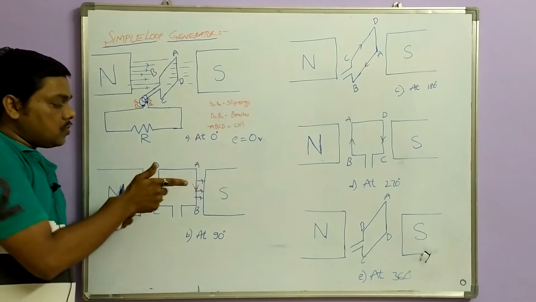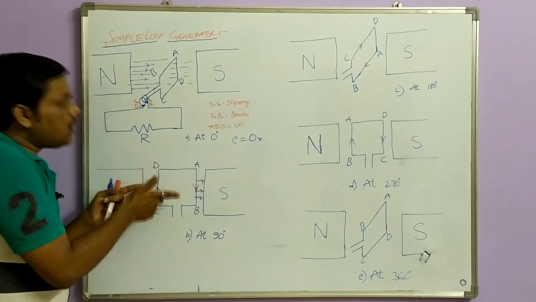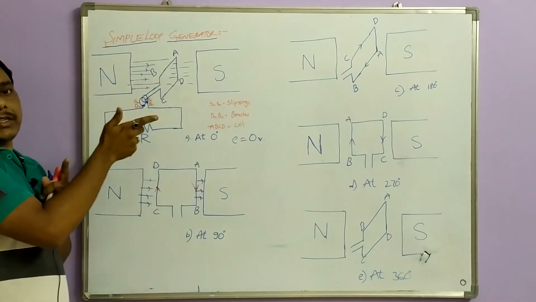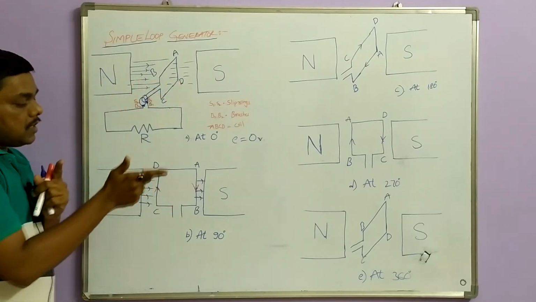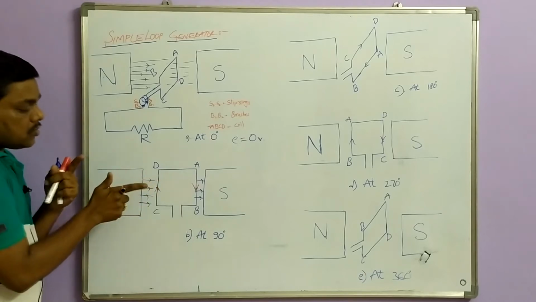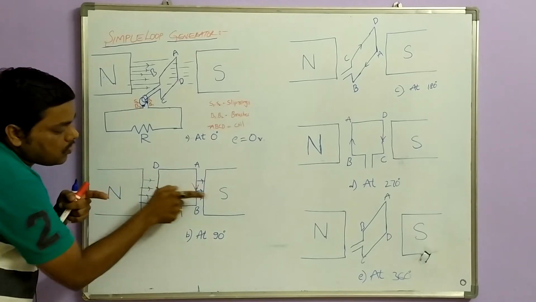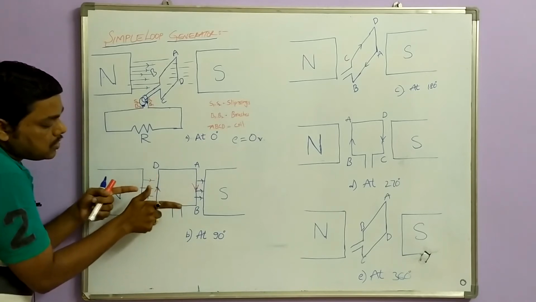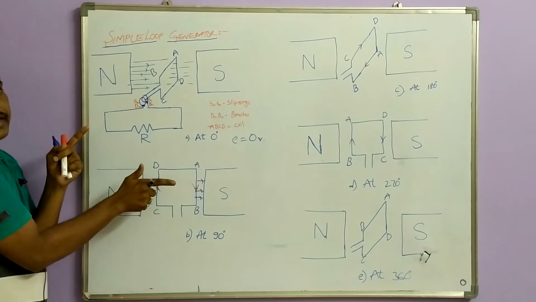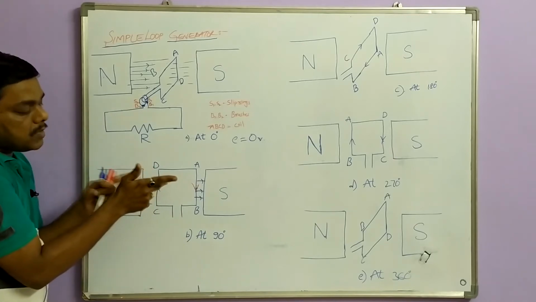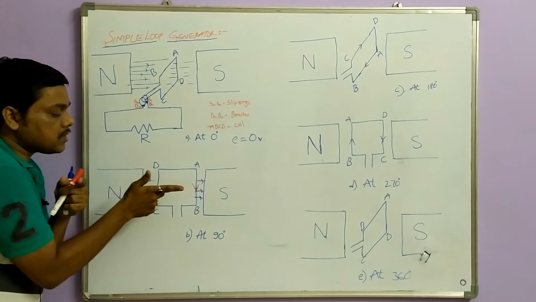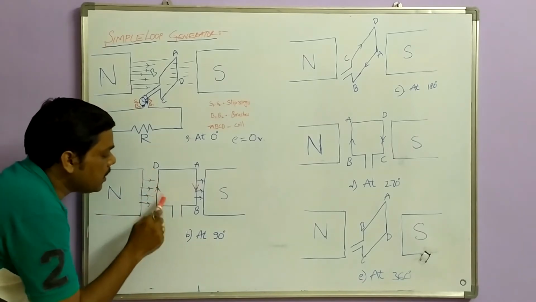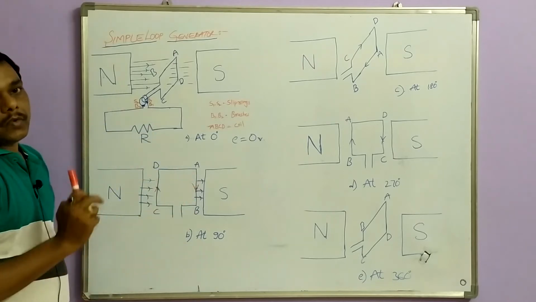Now if you say that this coil is coming upward, initially this is the position, now it is coming upward. Now you see here I am placing my right hand, so this forefinger is showing the flux direction, and this thumb shows this conductor is coming upward, and this middle finger shows the current is entering into this. So you can see that this current is entering into your conductor.